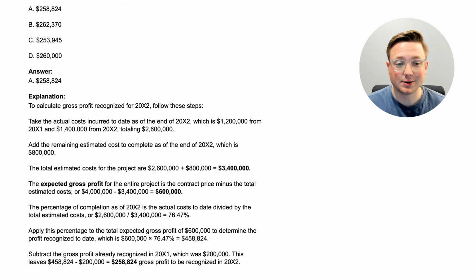All right, here we are. The answer is A, $258,824 is the amount of revenue or gross profit that's going to be recognized in 20X2. So let's go through this.